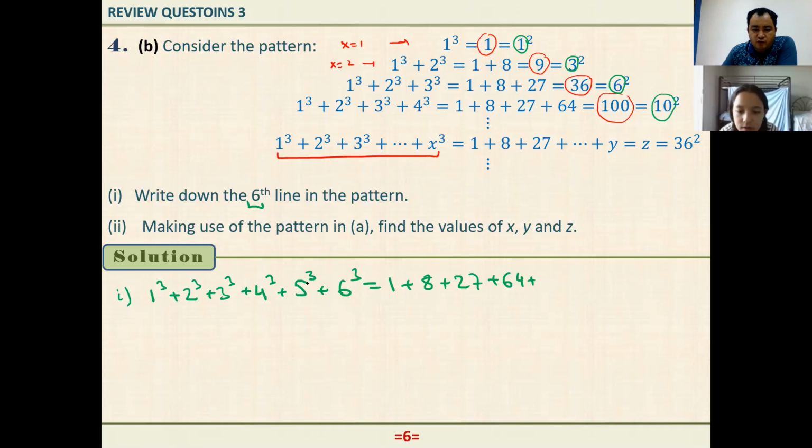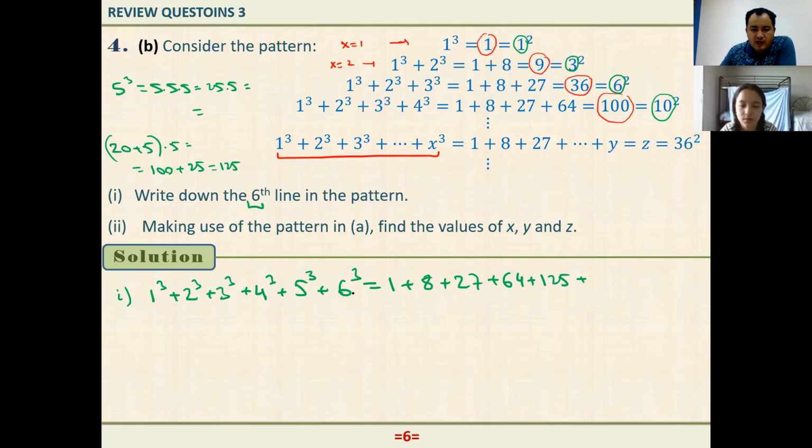And how about 5 cubed? 5 cubed means 5 times 5 times 5. 5 times 5, 25, times 5. What is 5 times 25? You can multiply like this: 25 is 20 plus 5. 5 times 20 is 100, plus 5 times 5, 25. So that's equal to 125. So 5 cubed is 125.